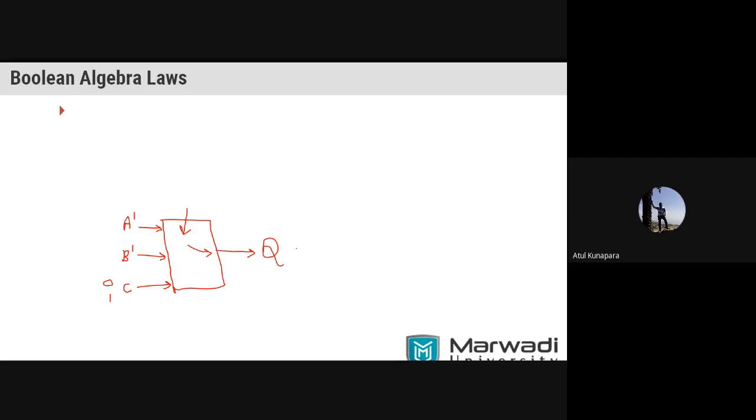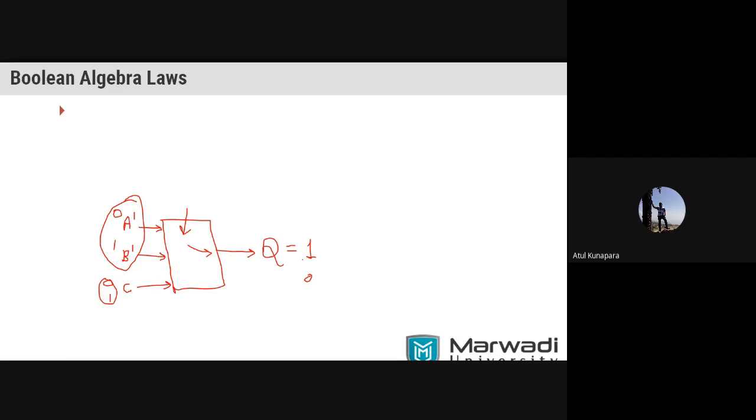I want to get my output Q, that is logical 1, only when both the inputs A and B are logically 1, whatever the value of C is. If A and B are 1, then my output Q should be 1. But if any one of these is 0, let us say A is 0 and B is 1, then my output should go 0.